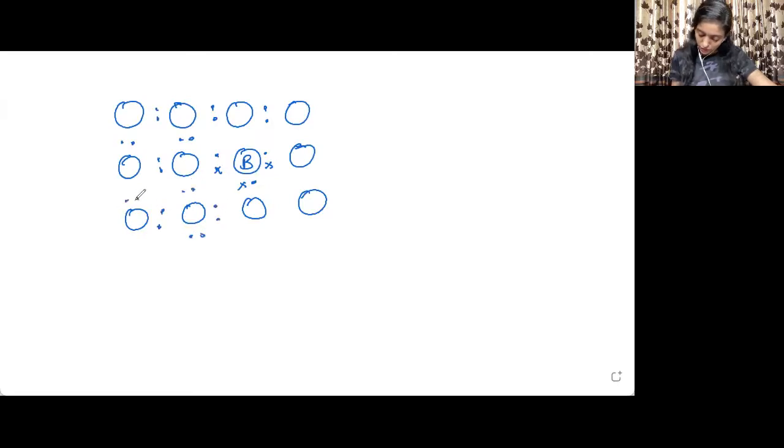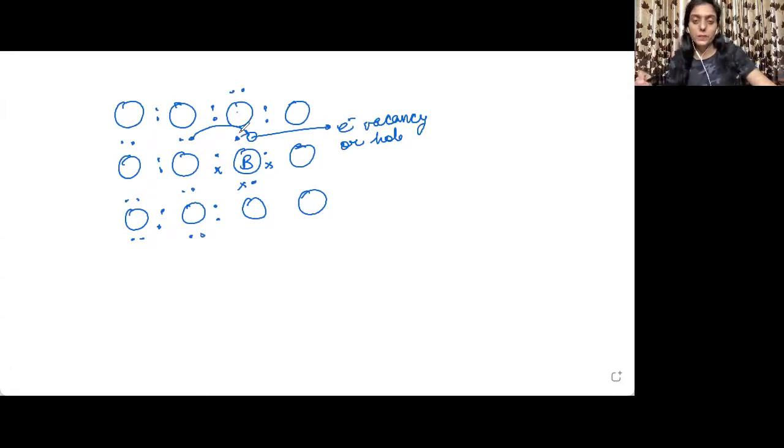Okay. Now, what will happen? Boron does not have the electron here, but this silicon has it because it has 4 valence electrons. Now, it will appear as if there is an empty space created because of the non-availability of an electron. That empty space is known as electron vacancy or hole. Now, from the neighboring atoms, the electrons can keep jumping into this hole, and it will appear as if the hole is moving.